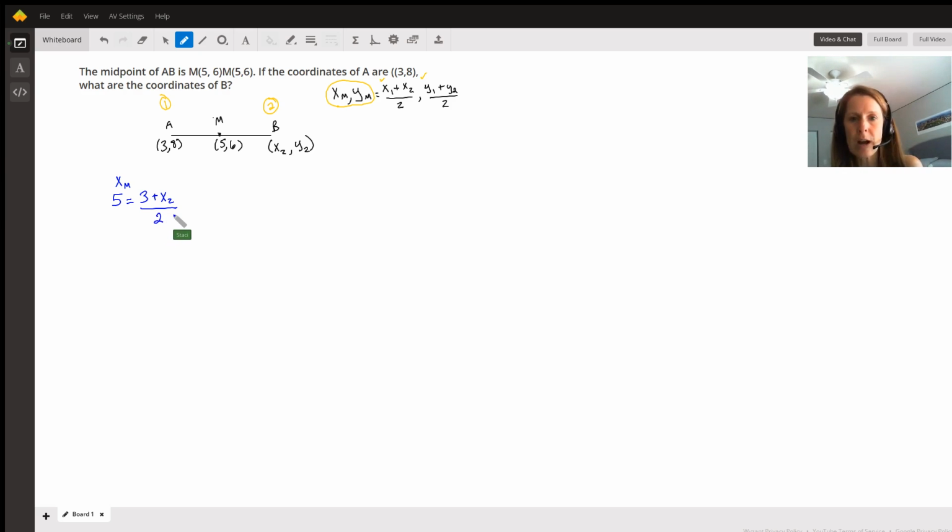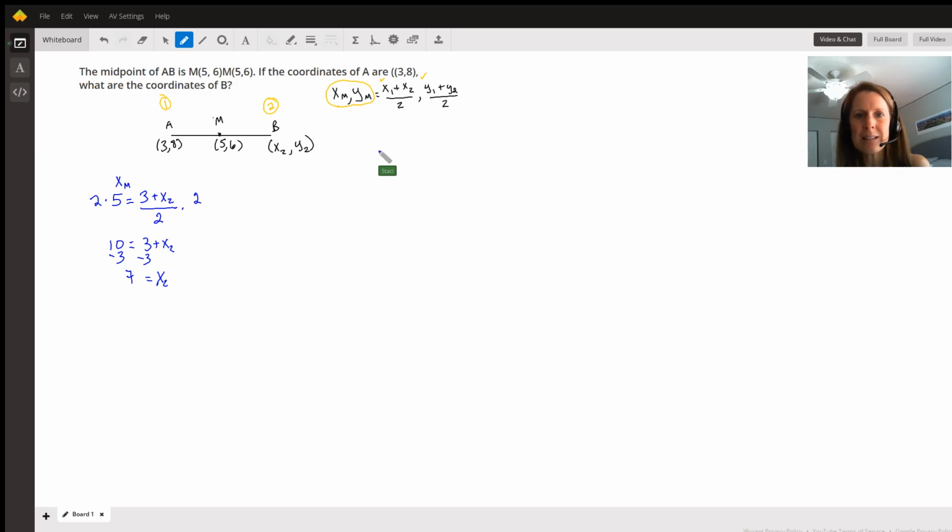Okay, so now we're going to use our algebra skills to solve this for x2. So we'll multiply both sides by 2. That leaves us with 10 equals 3 plus x2. We have to subtract 3 from both sides. So we know the x coordinate for our point B is 7.